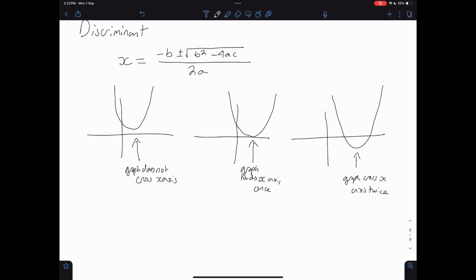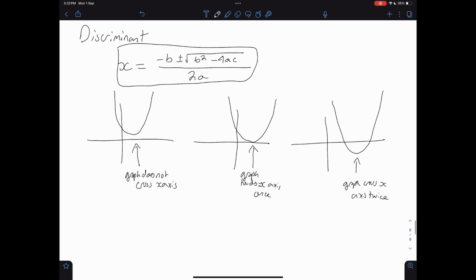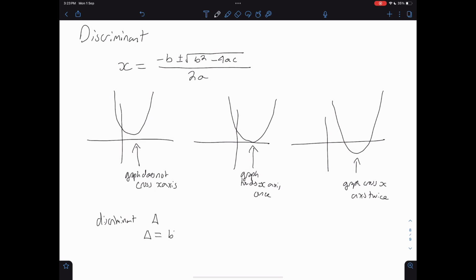And so, for a moment, maybe think about how with this quadratic formula we could get these 3 different results. What in this here would tell us? And I can tell you that it will be the square root part, the part under the square root. The discriminant, and I think the symbol for it is a delta, which is a triangle, is equal to b squared minus 4ac.